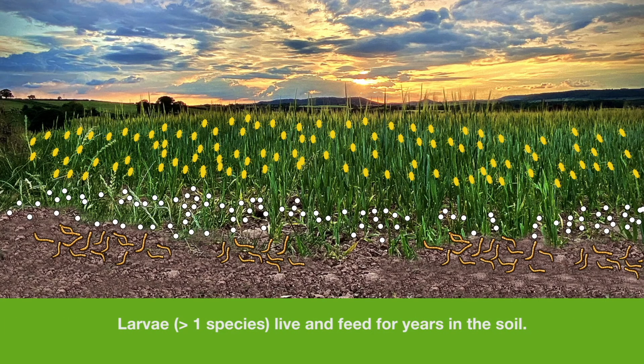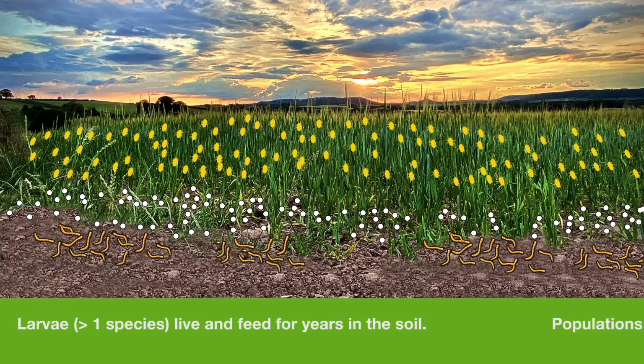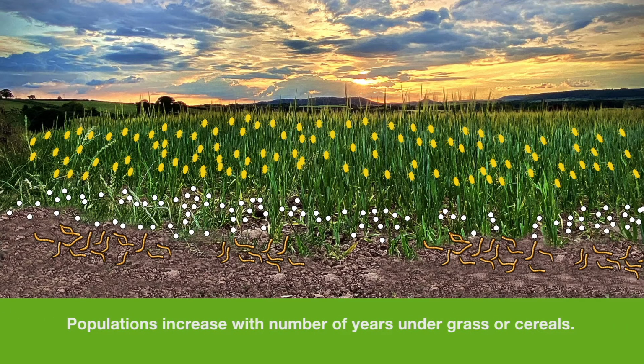And the larvae, often of more than one species, will live and feed for years in the soil depending on their life history. And populations in that field will increase with the number of years that field is under grass or cereals. So if you have a 4-year rotation, which includes wheat, a preferred crop, then you'll have massive egg laying in those wheat fields. Probably not in canola because it's not a preferred crop.